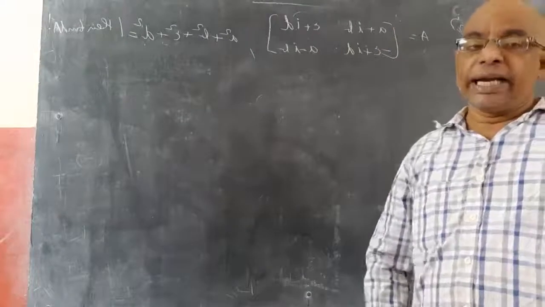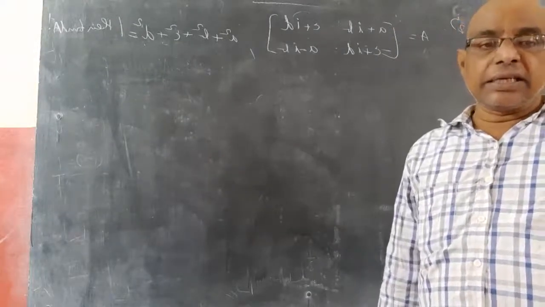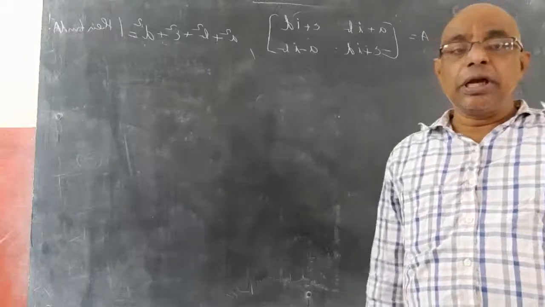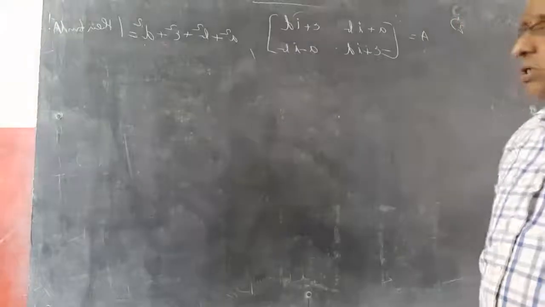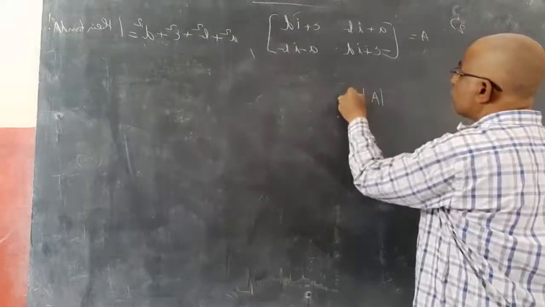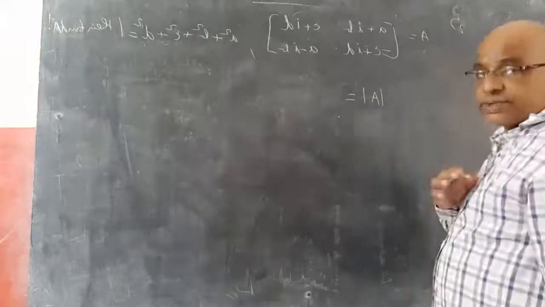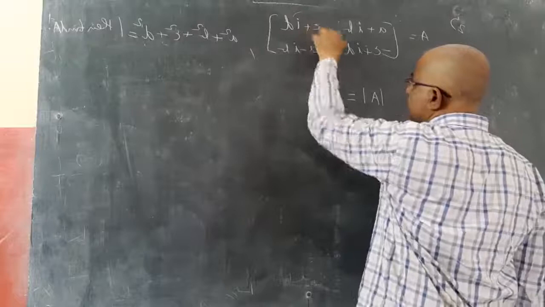So before finding A inverse, we need to find det A first. If det A is not equal to 0, then A is invertible, and then we can go for A inverse equals adjoint A by det A. So first we need to find det A. So how to find det A? I told you, ad minus bc. If it is a 2 by 2 matrix, det A is simply this into this minus this into this.